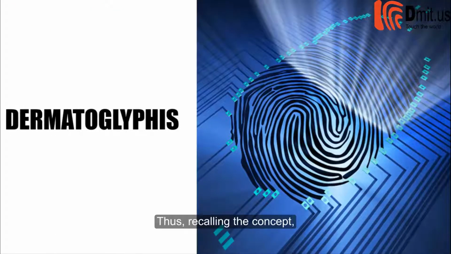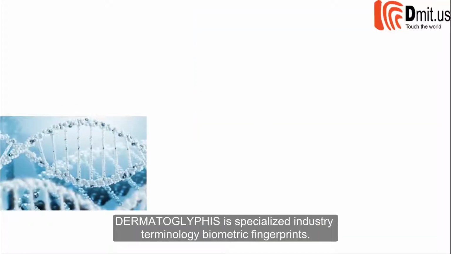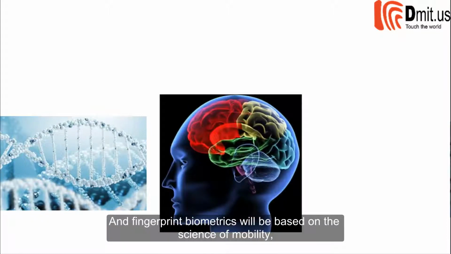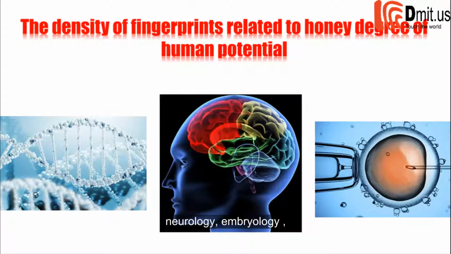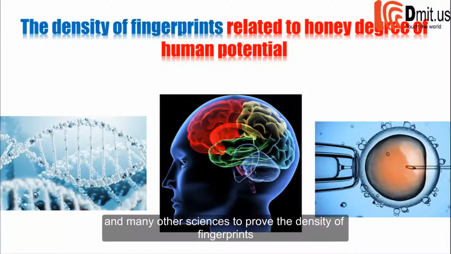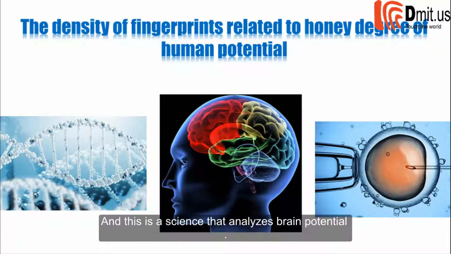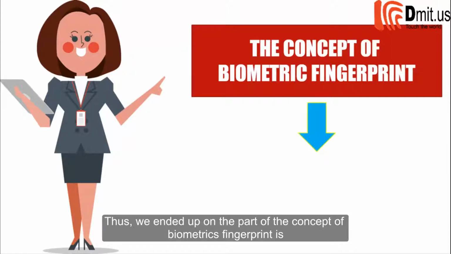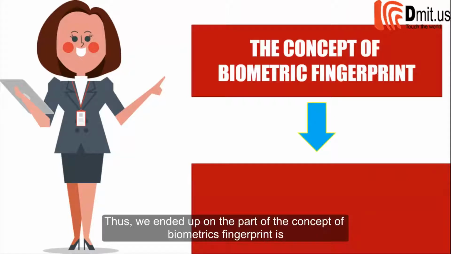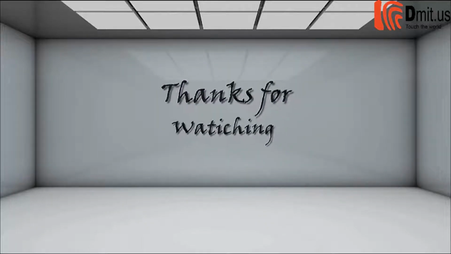Recalling the concept, dermatoglyphics is the specialized industry terminology for biometric fingerprints. Fingerprint biometrics is based on the sciences of genetics, neurology, embryology, and many others to prove that the density of fingerprints is related to a high degree of human potential. And this is a science that analyzes brain potential. Thus, we end the part on the concept of biometric fingerprint, and we'll move on to the next section, which is the value biometric fingerprint brings.